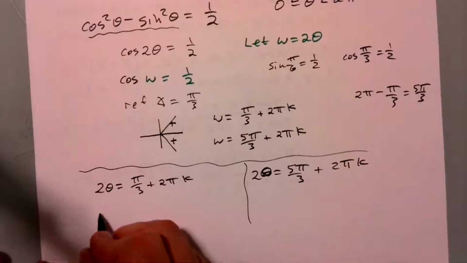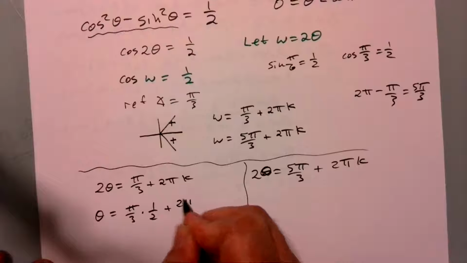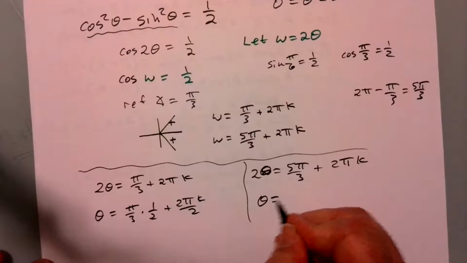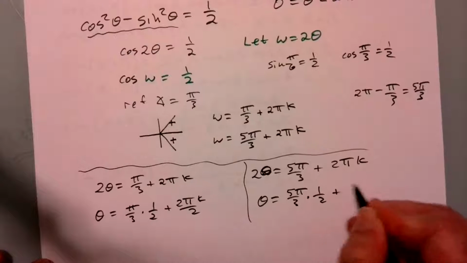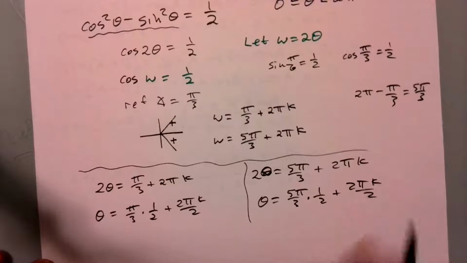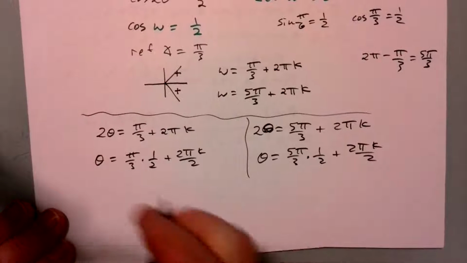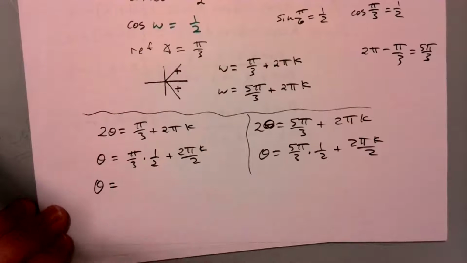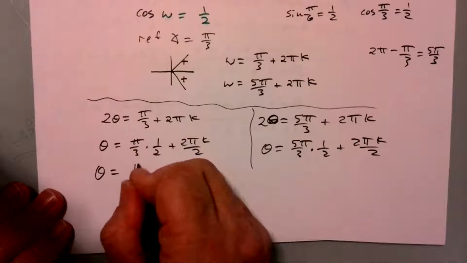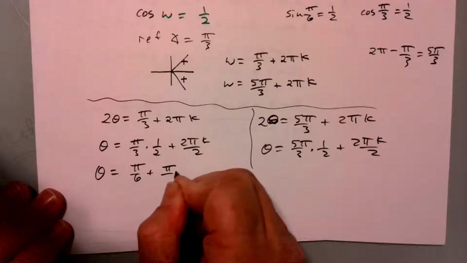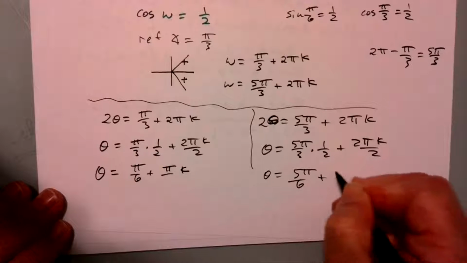If I divide by 2, so dividing by 2 is the same as multiplying by a half. Pi over 3 times a half plus 2 pi k over 2. Over on this side, multiplying by a half is the same as dividing by 2. 5 pi over 3 times a half plus 2 pi k over 2. So what do I get? Where are we at now? We have theta is pi over 6 plus pi k. Over on this side, I get theta is 5 pi over 6 plus pi k.